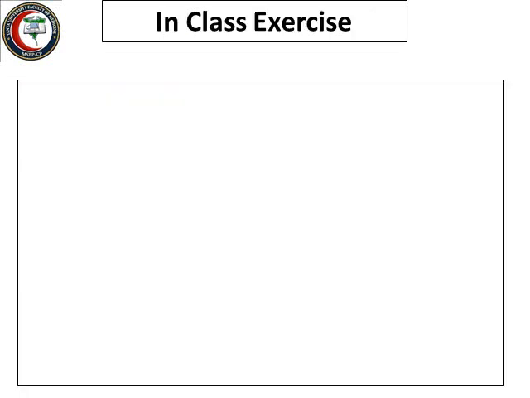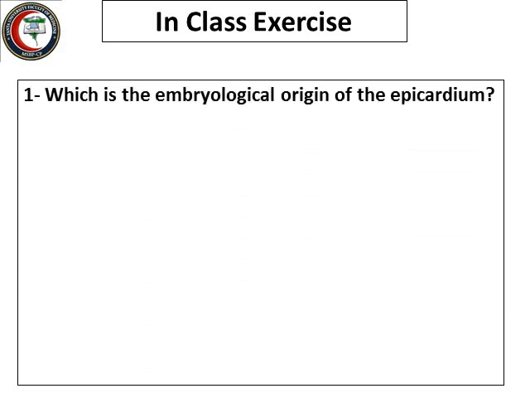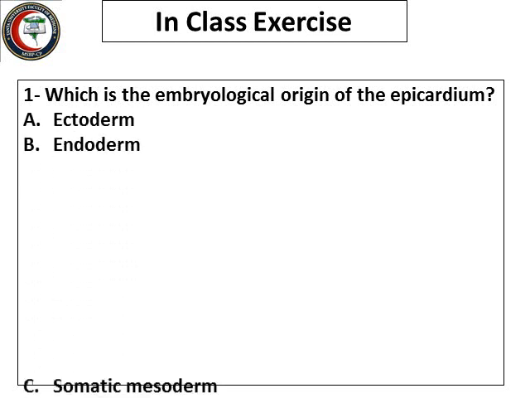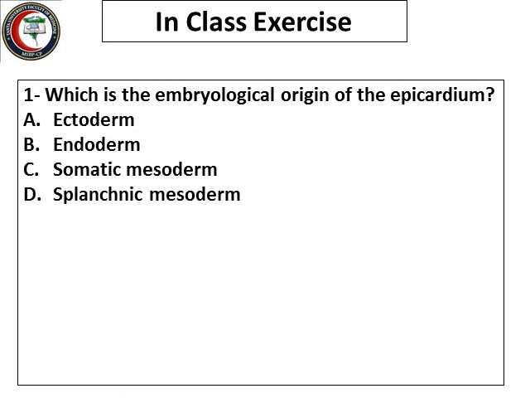Okay, let us see this in an exercise in our class. Which is the embryological origin of the epicardium? We said previously that the heart tube is formed of three layers: endocardium, myocardium, and epicardium, and all three layers develop from ectoderm, endoderm, somatic mesoderm, or splanchnic mesoderm. They develop from splanchnic mesoderm.